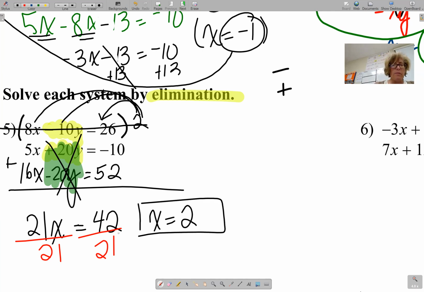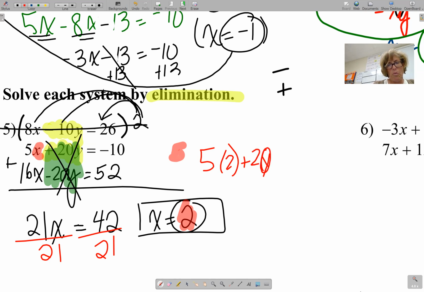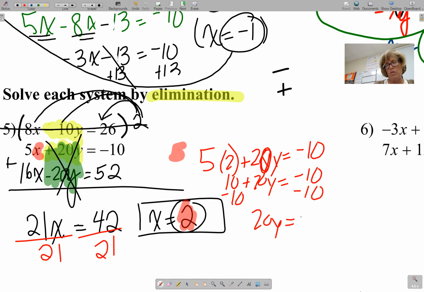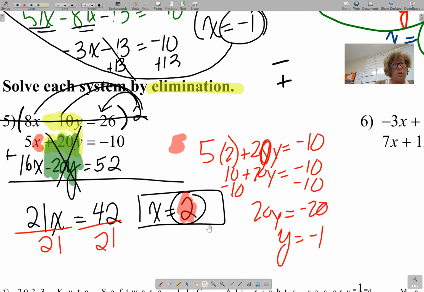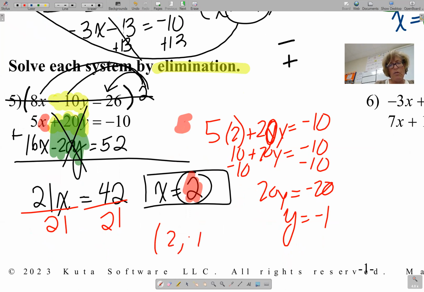Take that variable and plug it in to either original equation, and I'm going to take that 2 and plug it in right here. So 5 times 2 plus 20y equals -10. It's 10 plus 20y equals -10. Minus 10 both sides. I have 20y equals -20. y equals -1. So our solution set seems to be 2, -1.